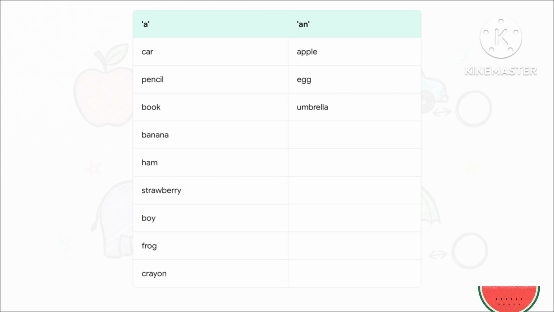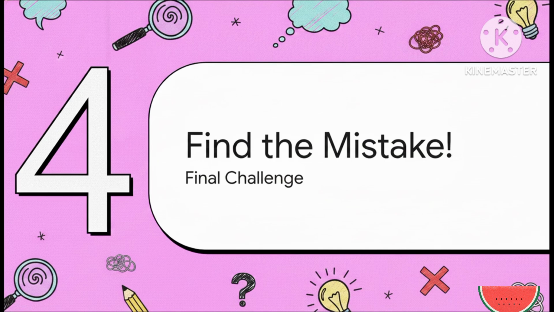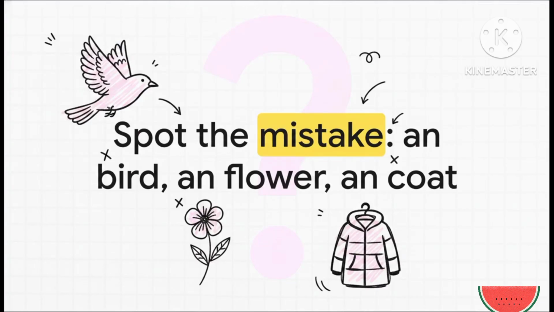It's pretty cool. Section 4. Find the mistake. Let's step this up into a final challenge. Look really closely at these three items. An bird, an flower, and an coat. Look at their starting letters. What is the glaring mechanical error uniting all three of these phrases?